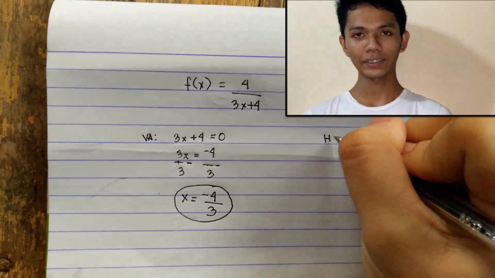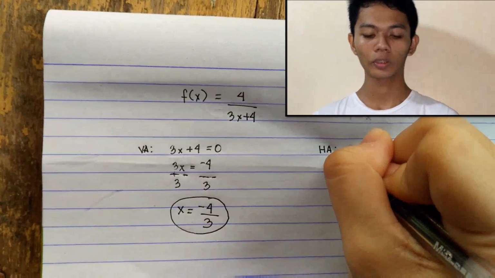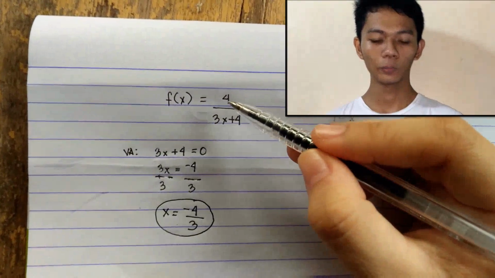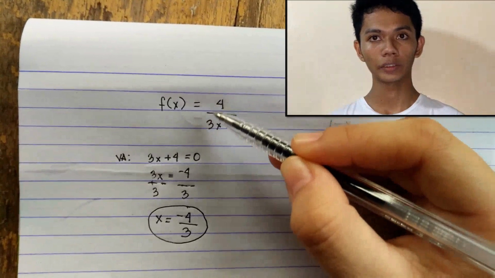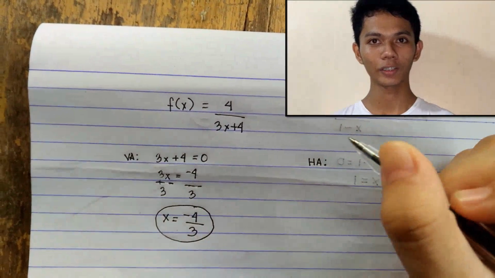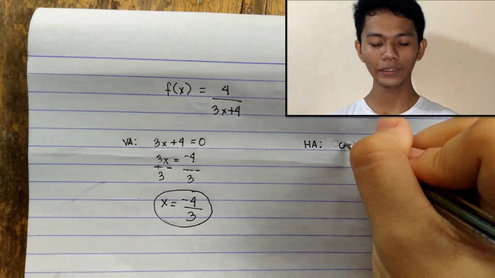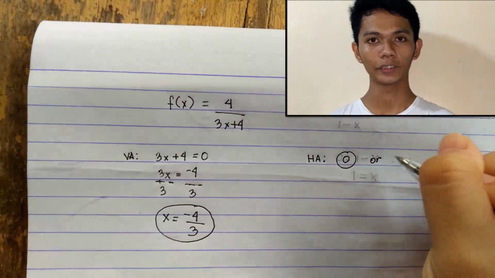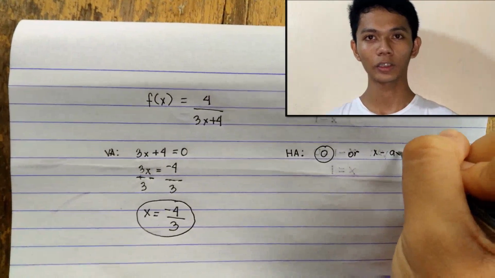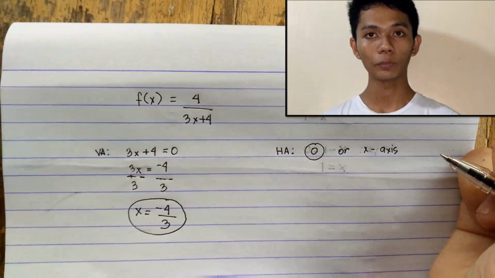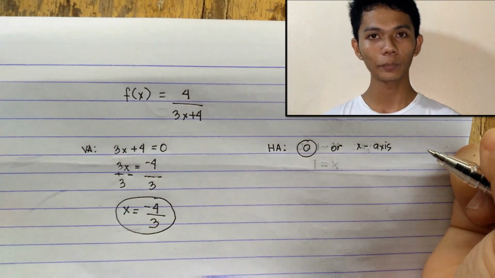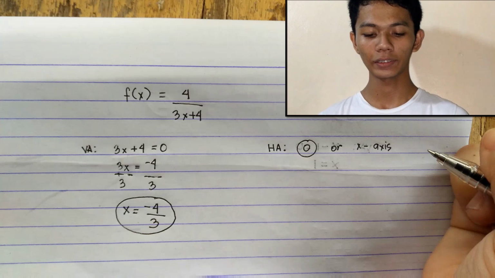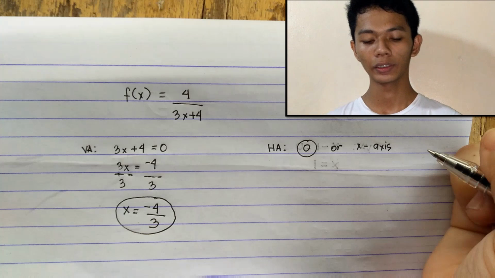Okay, now let's have the horizontal asymptote. To find it, we have to look at the denominator and the numerator's degrees. We can see that the denominator has a higher degree than the numerator, just like the second condition that we said before. So, based on that, we should see that the horizontal asymptote is 0.